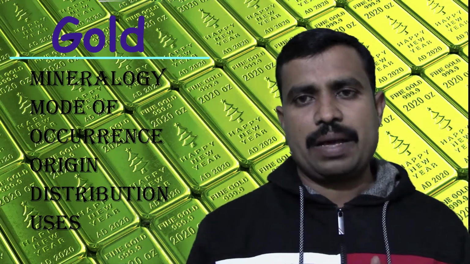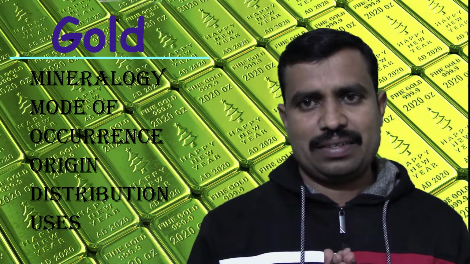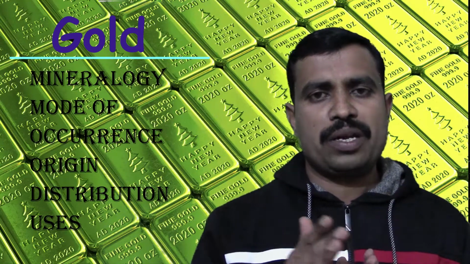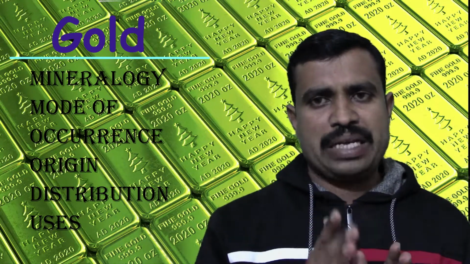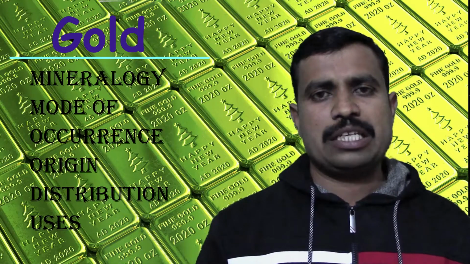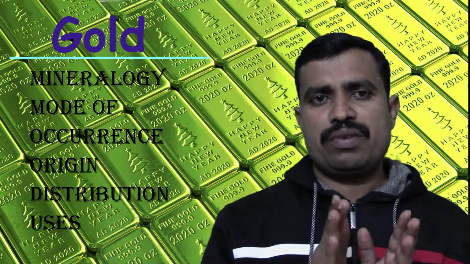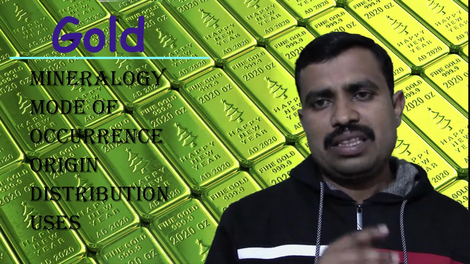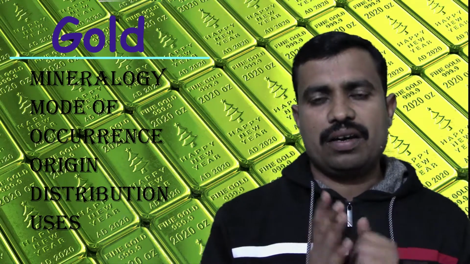Mechanical concentration is called placer deposit. In mechanical concentration, naturally the lighter and heavier minerals are separated, and gold, having high specific gravity, is transported from one place to another and deposited at a suitable location, maybe in a river or at the base of a hill. That is called a placer deposit, the product of mechanical concentration. Next is residual concentration: gold deposits of the Precambrian to late Tertiary period are basically products of this.